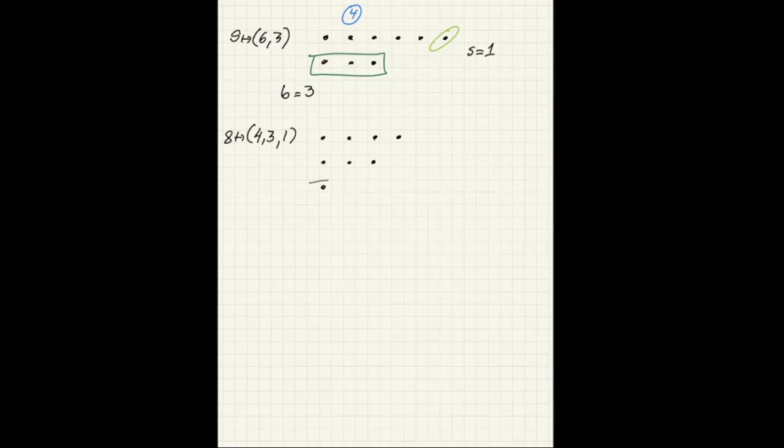So in this case, the base is here. So we have b equals 1. And in this case, the slope is here. So s equals 2. Okay.